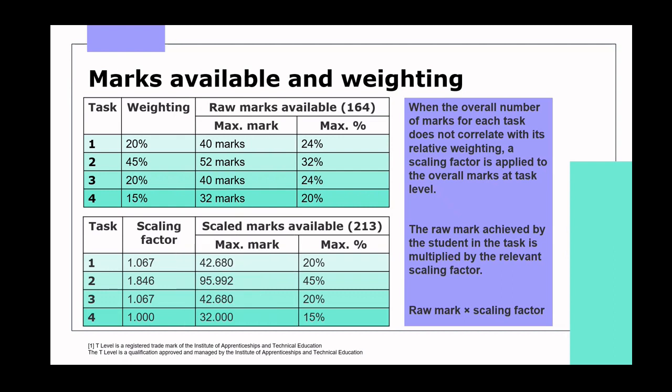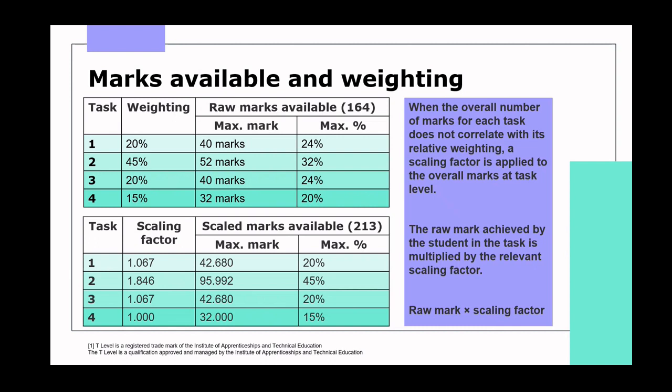Now, these are the scaling factors for the different tasks. And by applying this to the raw marks, we can now have the actual weightings aligned. Looking at task 2, for example, the maximum marks for task 2, raw marks, is 52 marks. But we multiply it by our scaling factor, and this will happen with the student's marks. For task 2, it's 1.846. And now we have our scaled mark, which is 96 marks, essentially available now instead of 52. And that means our weightings have now come into alignment.